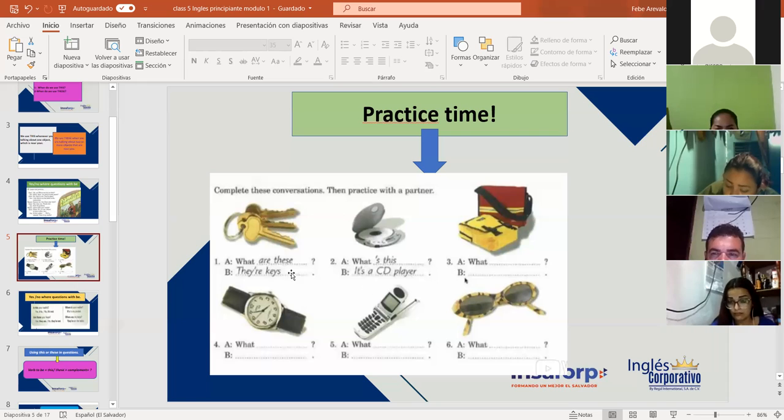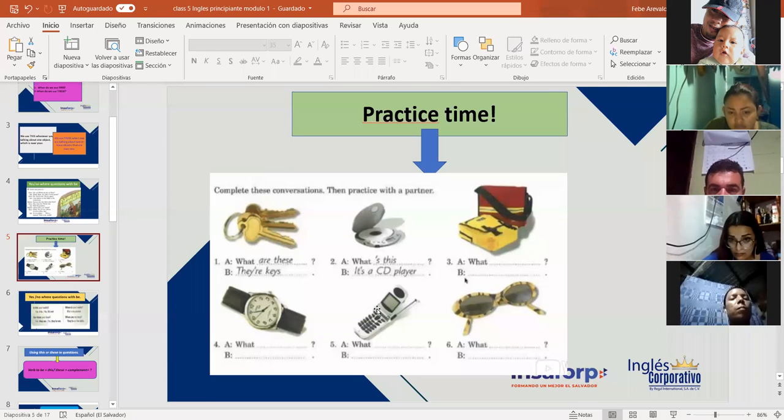Remember that if you use this, you need the is, right? The verb to be is. Thank you, Mary. Roberto, what do you have for number four?